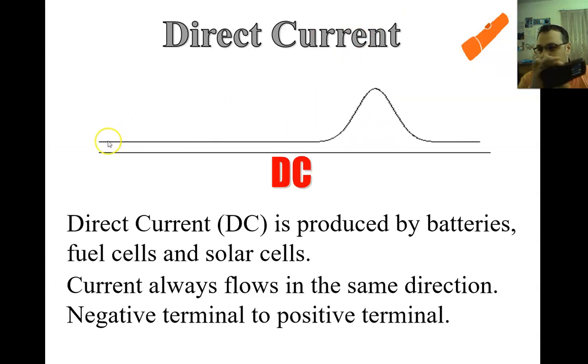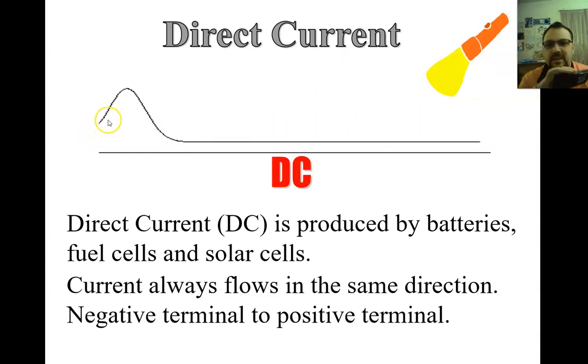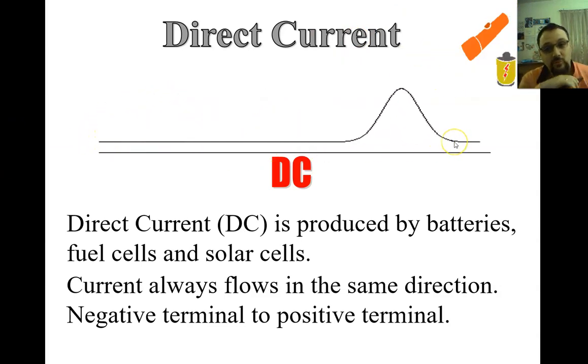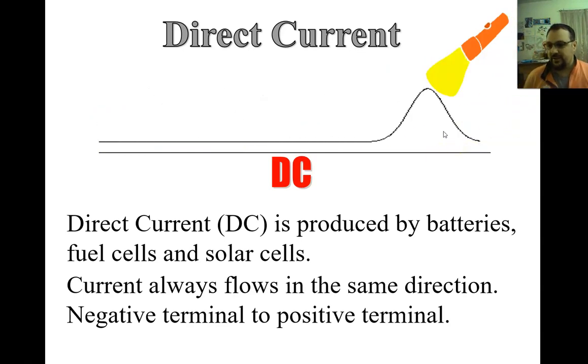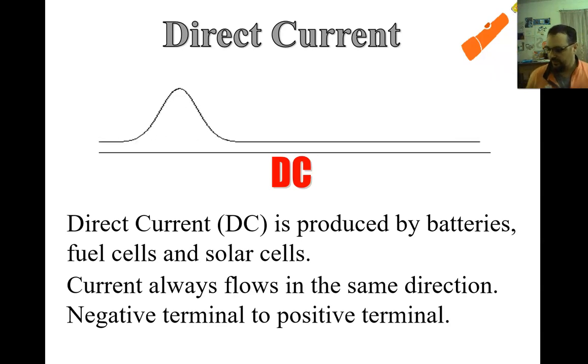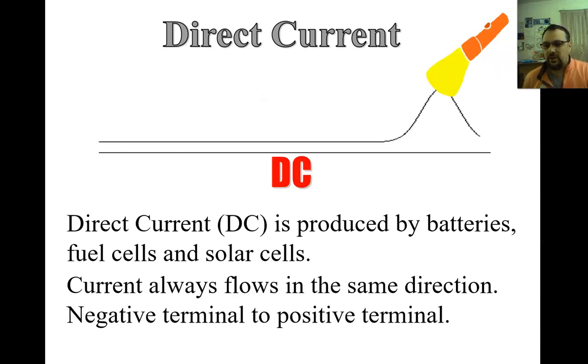Now, direct current, as you can see right here, is kind of like a steady pulse. It goes in one direction, and one direction only. It's produced by things like batteries, as we said before, fuel cells, solar cells. Current always flows in the same direction from a negative terminal to a positive terminal. That's how we're going to describe it, for our purposes at least.